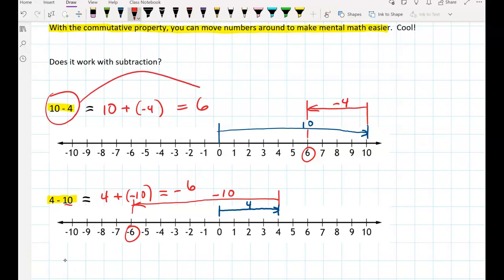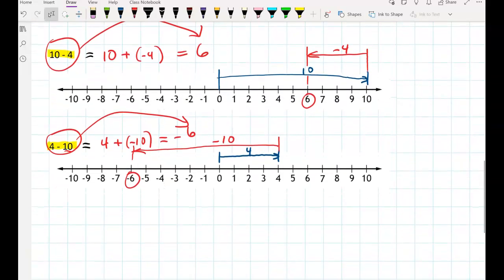So 10 minus 4 is 6. 4 minus 10 is negative 6. Are those two the same? Most certainly not. They are not the same. So it is obvious that the commutative property does not work for subtraction. So make sure you write this down.